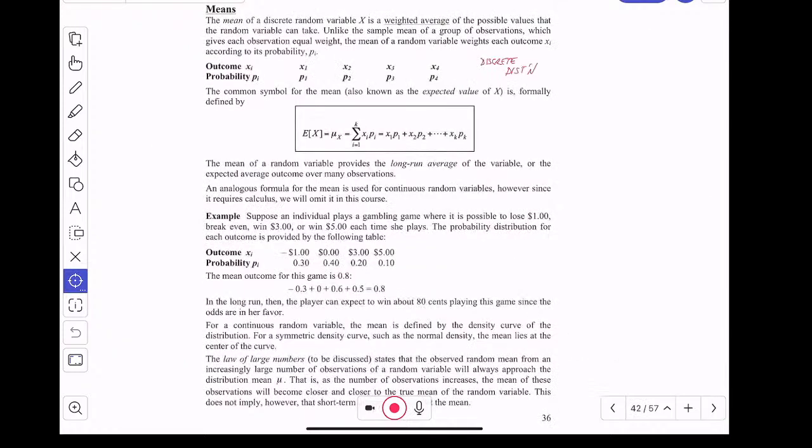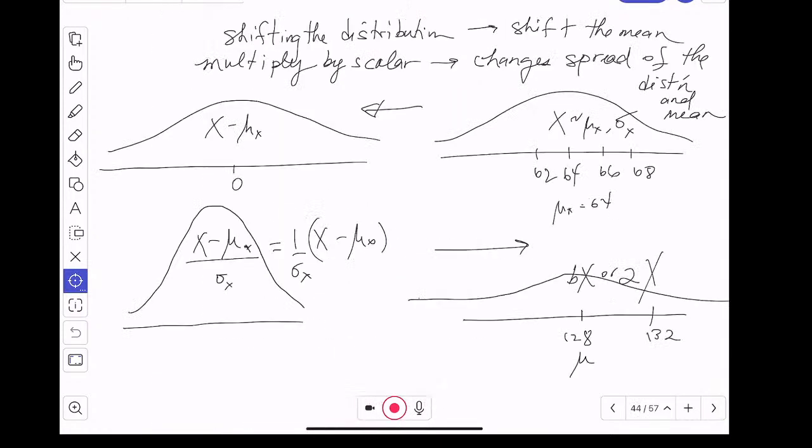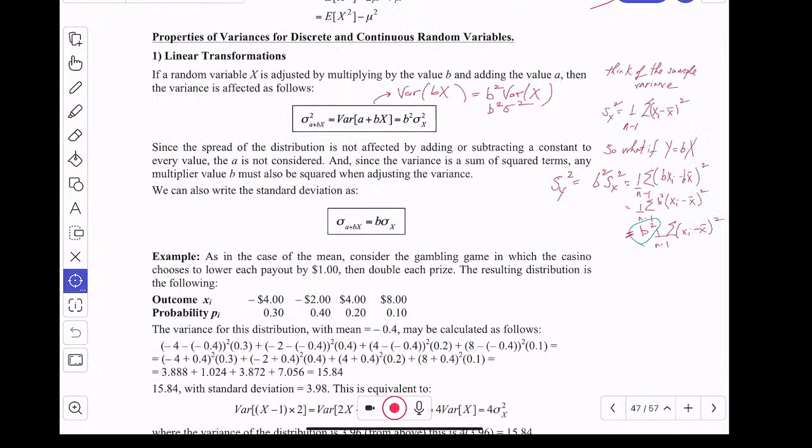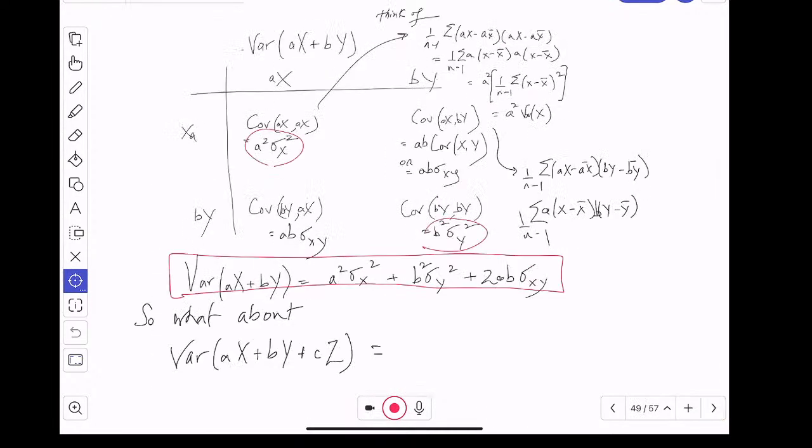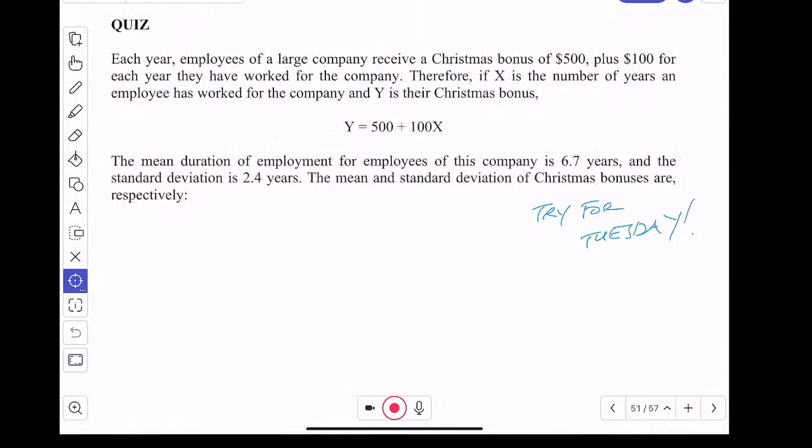I do a lot of Bayes in there. And then yesterday we talked about the rules of means and variances, and I did quite a bit, and I encourage you to watch that video again. And then I asked you to try this for today. So how did you do here? Were you able to get the answer? This one doesn't have a solution, so that's why I'm doing it with you. The other ones have solutions.